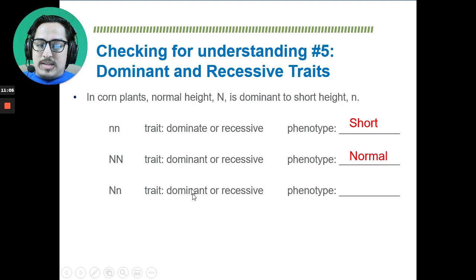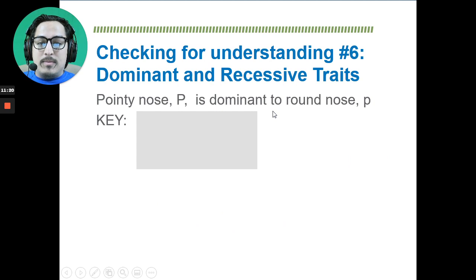And because that's dominant, is it going to be tall? Sorry, is it going to be normal or short? The answer is normal because it has a capital letter, right? This is basically what you're going to be doing. So make sure you understand this. If you don't get it, make sure you ask. Let's move on. We're almost done, guys.